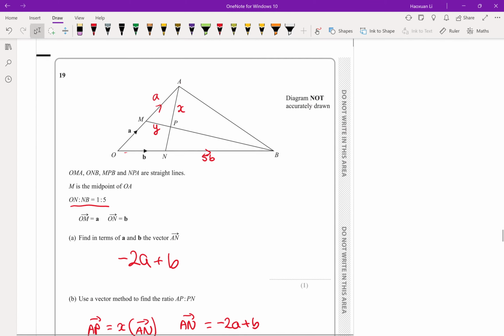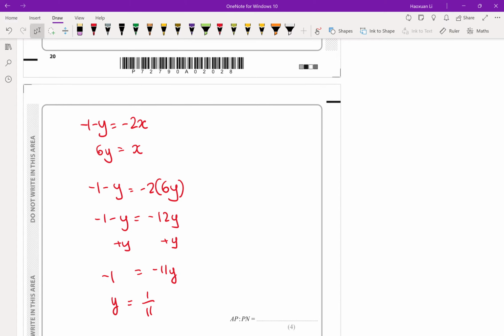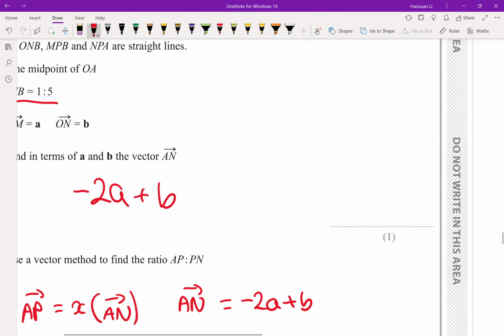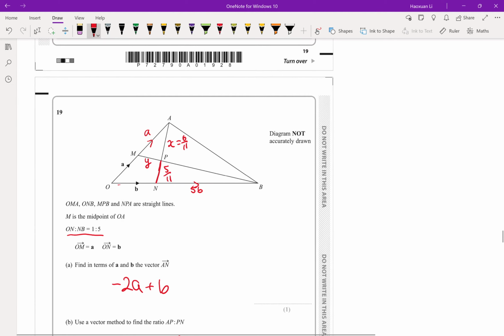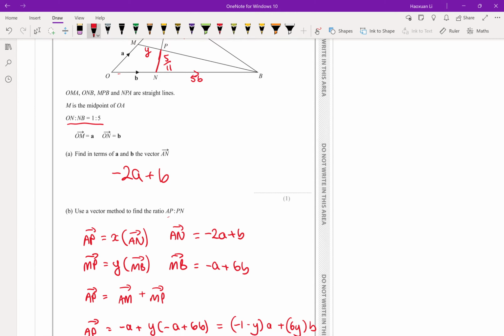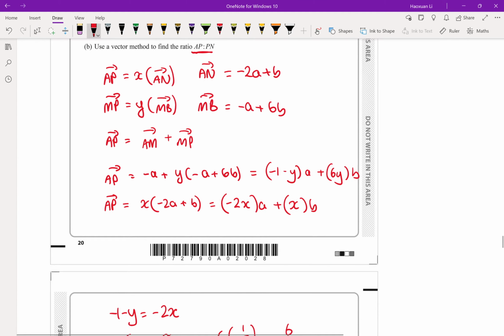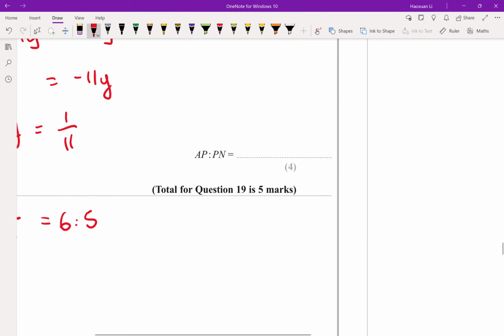And you plug the value of Y in. So since X equals 6Y, so 6 times 1 over 11, and this should give 6 over 11. So AP is 6 over 11, so this bit has to be equal to 5 over 11. And since it asks for the ratio AP to PN, so this is AP and this is PN, therefore 6 over 11 to 5 over 11 will be 6 to 5.